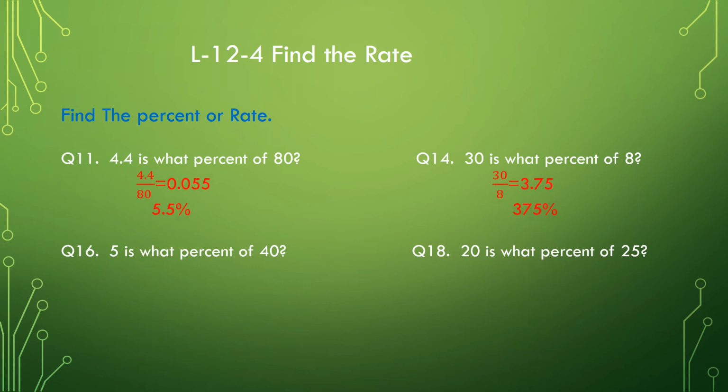Now 4.4 by 80 is equal to 0.055, that means 5.5%. 30 by 8 is 3.75, that means 375%. 5 by 40 is equal to 0.125, move the decimal point to get 12.5%. Again 20 by 25 is 0.8 and it will be 80%.